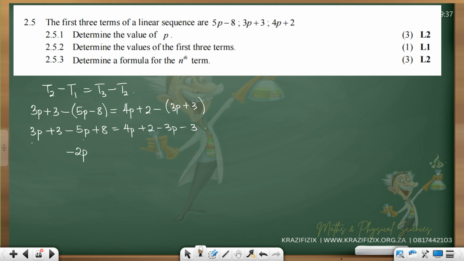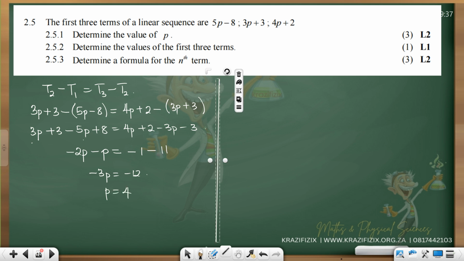4P minus 3P would be 1P. If we bring it over, it becomes negative P. Just checking. All right. 2 minus 3 would be negative 1. Y3 plus 8 would be positive 11. Bringing it over. Minus 3P is negative 12. Did you get P as 4? Let's confirm.